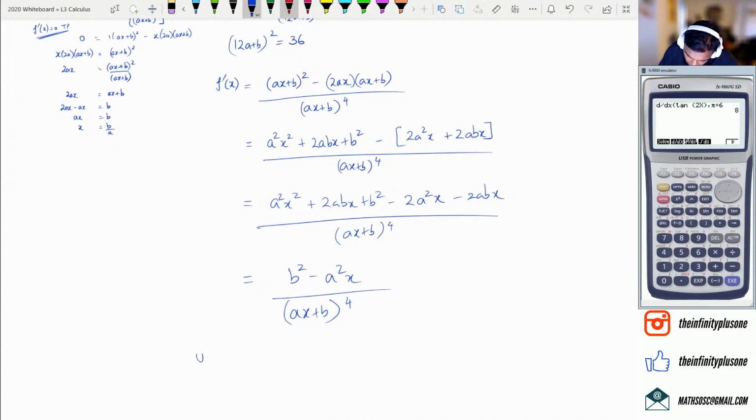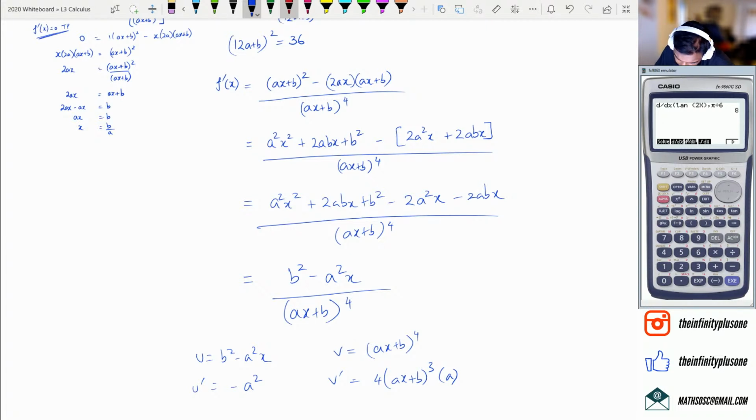So now I'm going to say u is equal to b squared minus a squared x, so u dash is equal to negative a squared, and v is equal to (ax + b) to the power of 4, and v dash is equal to 4 times (ax + b) to the power of 3 times a.